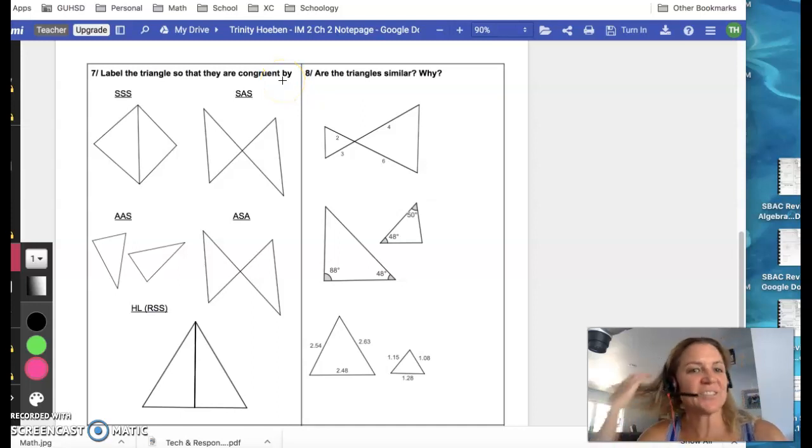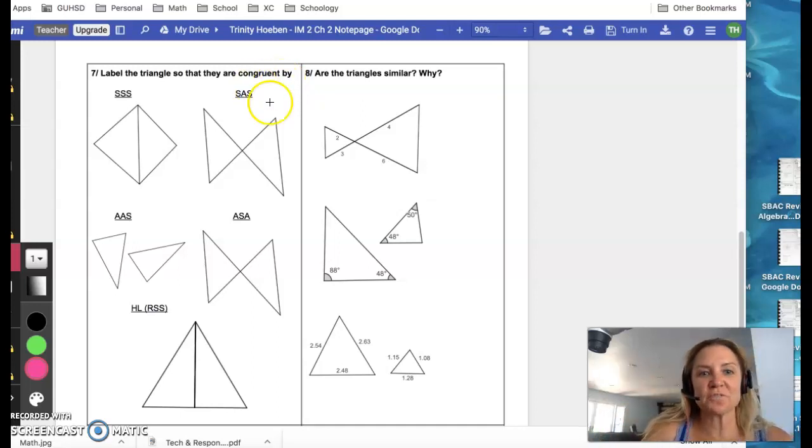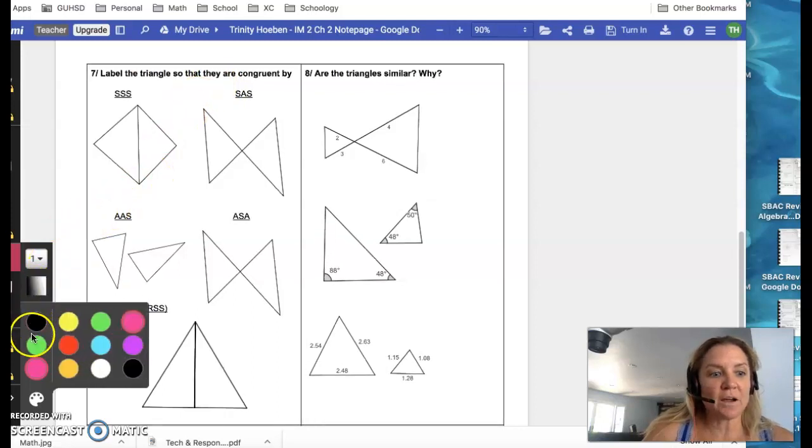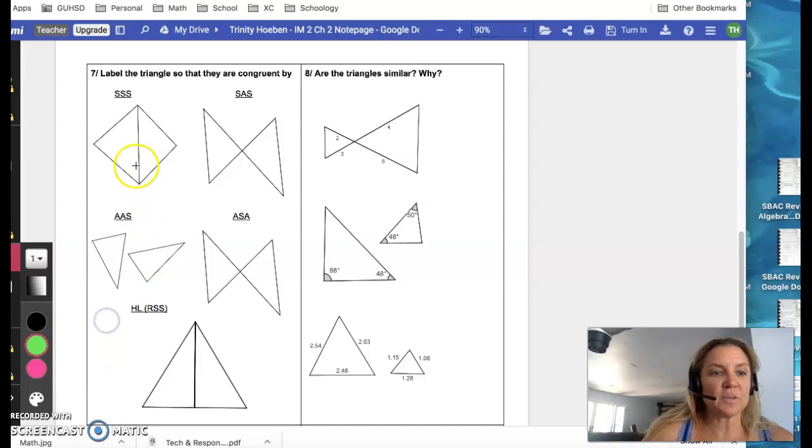All right, good morning. So today we're going to go over page 2 of the Chapter 2 note page for Integrated Math 2. Question number 7 says, label the triangles so that they are congruent. All right, so I'm going to use green right now. Green shows up really well.